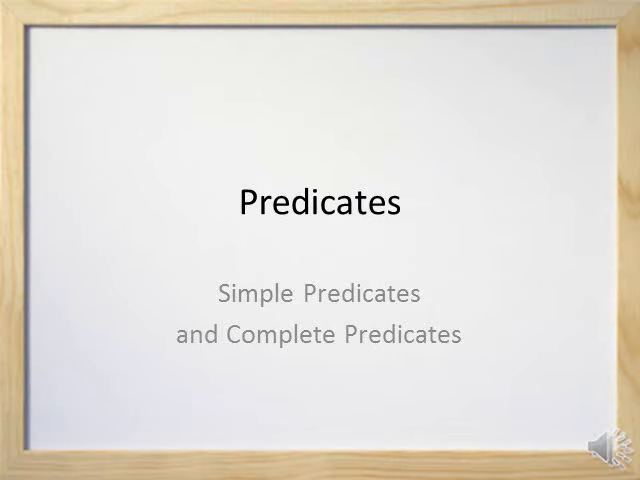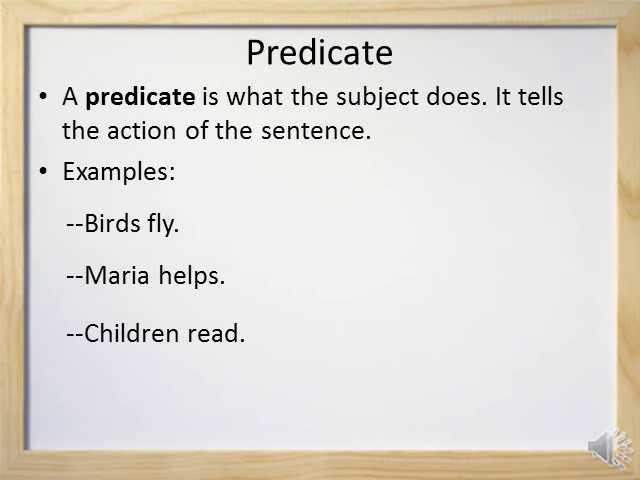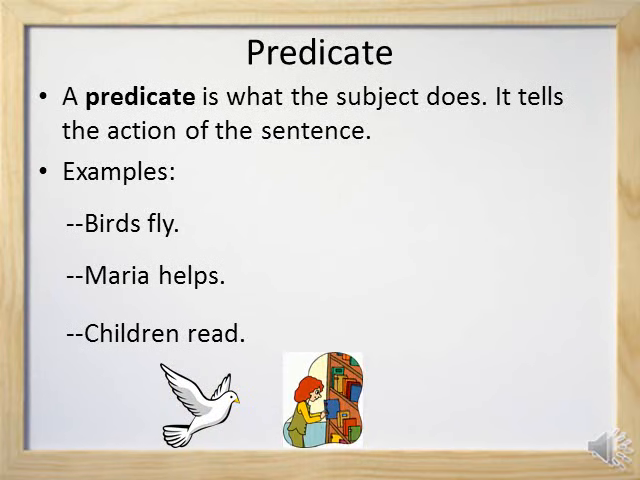Today we're going to talk about predicates, simple predicates, and complete predicates. What is a predicate? A predicate is what the subject does. It tells the action of the sentence. Let's look at some example sentences, and then we'll identify the predicate in each one. Birds fly. Maria helps. Children read.